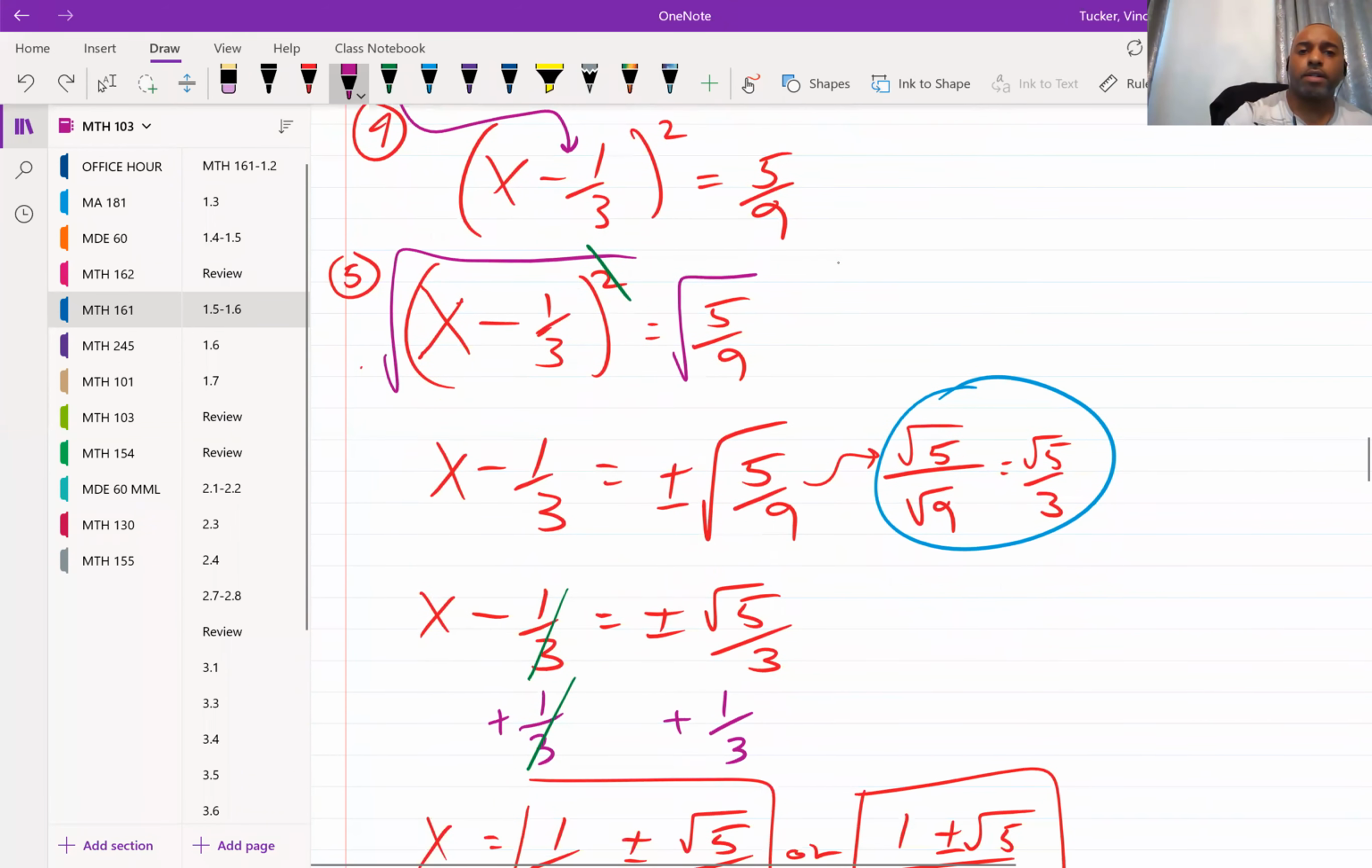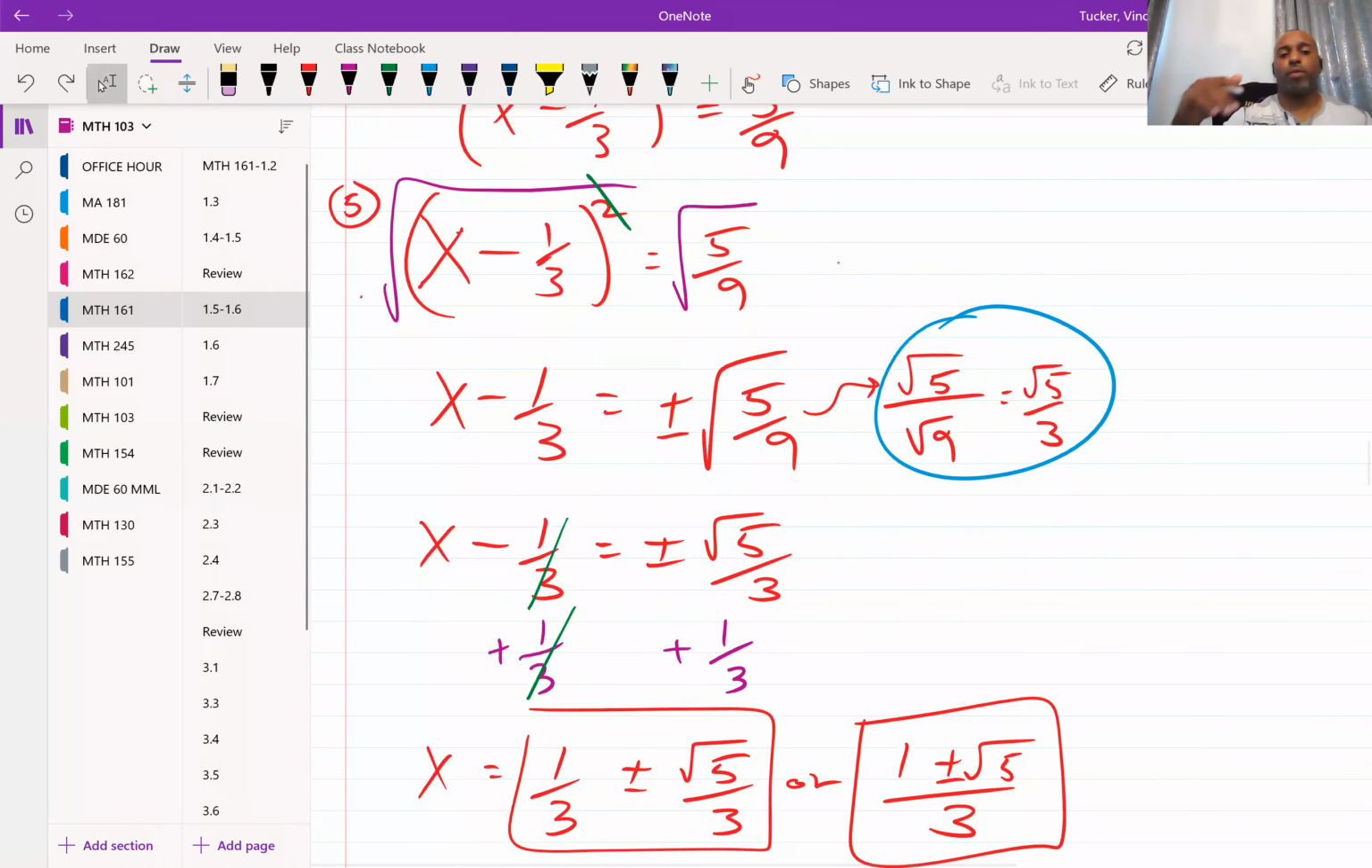Then from there, add 1/3 to both sides. And your answer will be 1/3 plus or minus square root of 5/3. Or if you wanted to write it this way, 1 plus or minus square root of 5/3, you could. If your denominators are the same, you can bring them together and make it one solid fraction. You don't have to, but just throwing it out there.